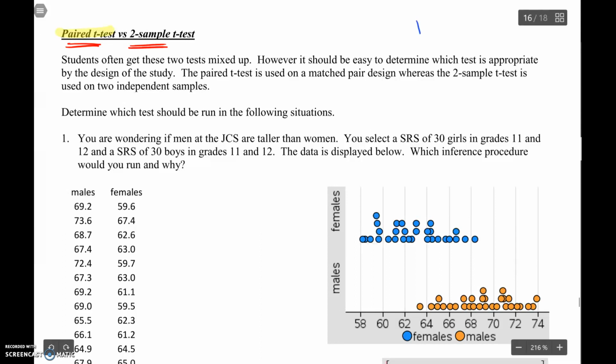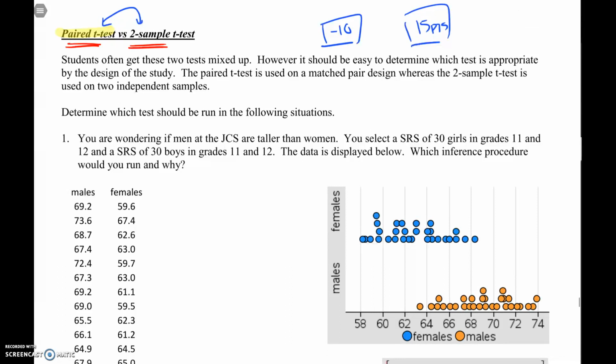The hypothesis test is worth about 15 points on a test. If you mix these up and run the wrong test, there's a good chance you're going to lose like 10-ish points. So you really want to make sure you are very careful to run the right test. Students often get these tests mixed up.